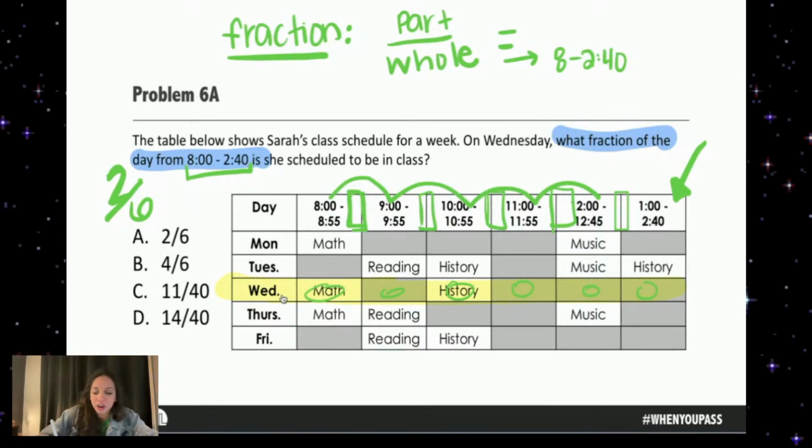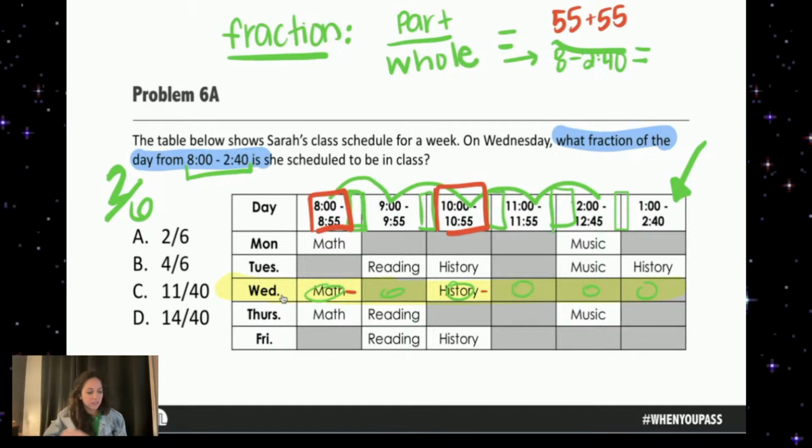So I need to figure out how many minutes are in my chunk of day, and then how many of those minutes is she sitting in class? Let's get our calculator. Let's start with how many minutes is she in class? She's in class 55 minutes here for math and 55 minutes here for history. So she's in class 55 plus 55. 55 plus 55 is 110.